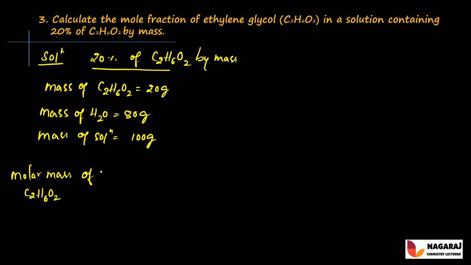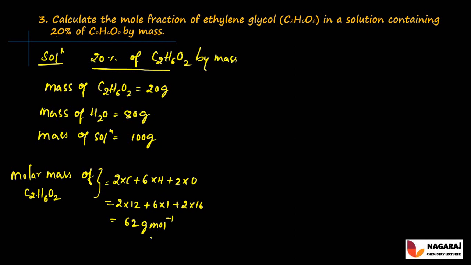Molar mass of C2H6O2. That is 2 into carbon plus 6 into hydrogen plus 2 into oxygen. That is 2 into 12 plus 6 into 1 plus 2 into 16. So finally it gives the value, that is 62 grams per mole, right? Let us see how to calculate the mole fraction.